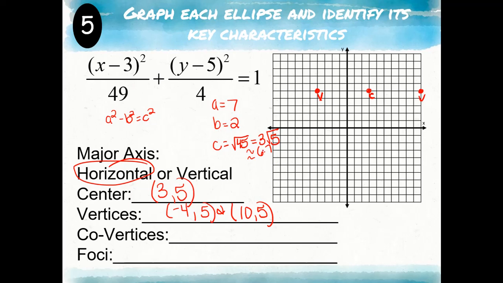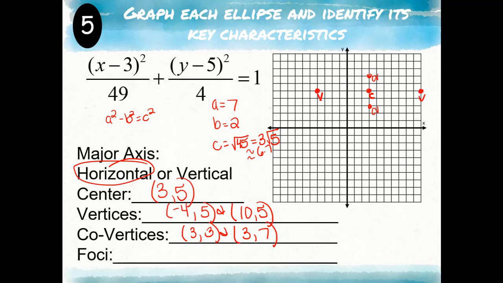The co-vertices, remember, that's the b value. That's how much I'm going to go up and down. So I'm going to go up 2, that's a co-vertex. Then we'll go down 1, 2. This is my co-vertex here. So those ordered pairs are (3, 3) and (3, 7).